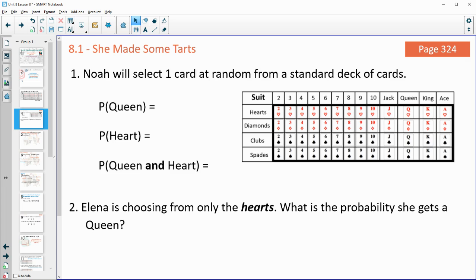So on page 324 in your book, why don't you go ahead and answer the questions about this standard deck, then come back to the video.